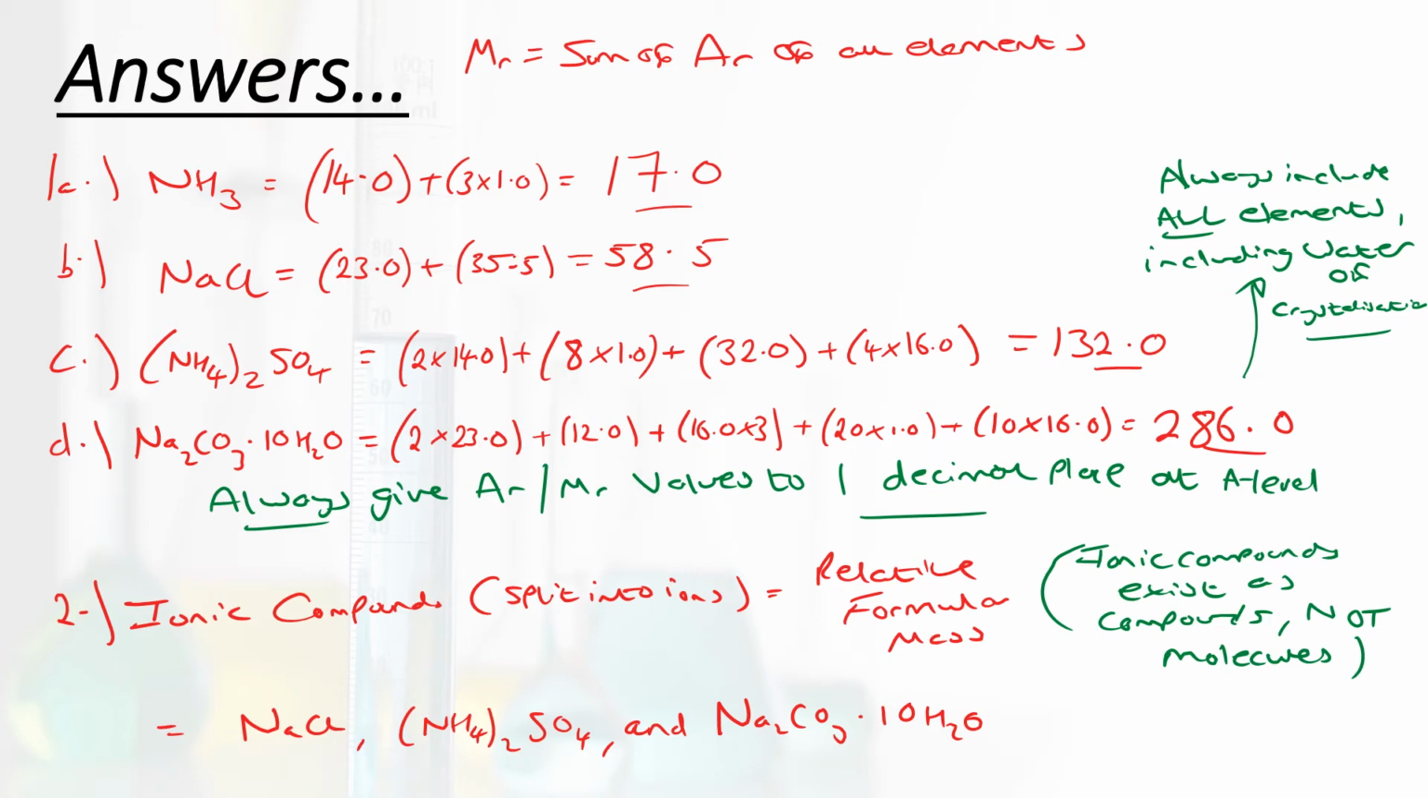And then secondly, it was to ask which one of these were ionic compounds. And so the ionic compounds here are the sodium chloride, the ammonium sulfate, and the sodium carbonate. They're all composed of ions. And of course, ionic compounds exist as compounds, not as molecules, so we can't use the term relative molecular mass, we have to use the term relative formula mass.